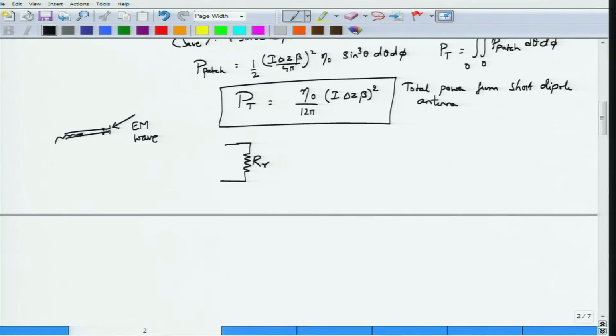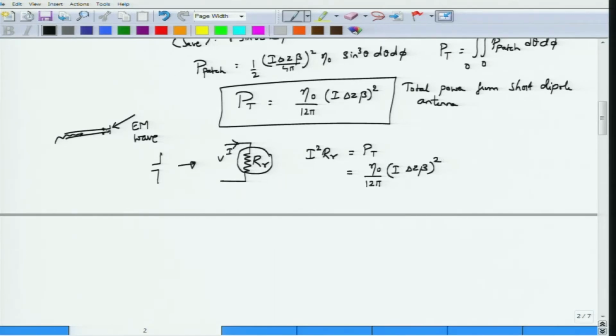Therefore, the circuit model for an antenna would be something like a resistor, with some current and a voltage, so that the power is actually being dissipated by this resistor. What would be the power dissipated by the resistor? It would be the current squared times the radiation resistance. This must be equal to the total power radiated by the antenna, which means that this must be equal to eta 0 by 12 pi, times I delta z beta whole square.